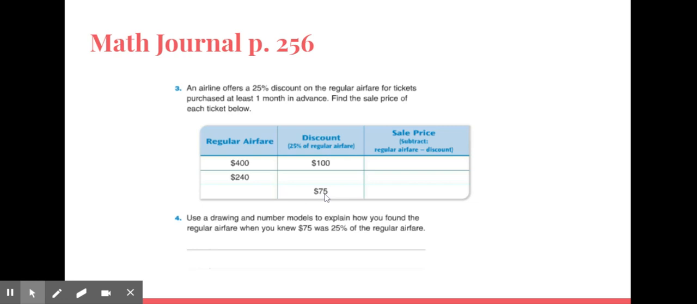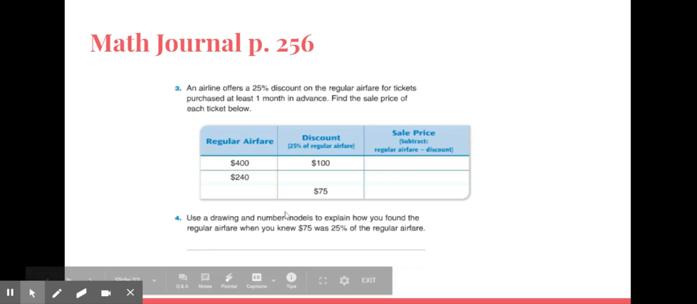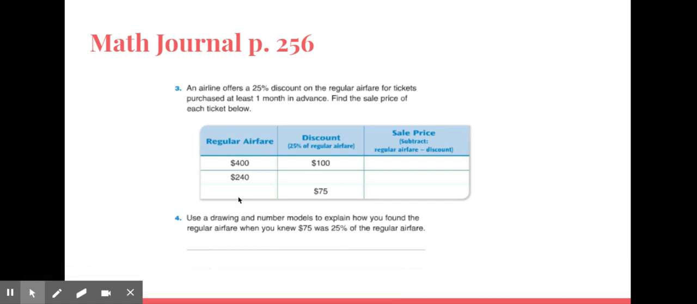Now this one, they give you the discount. So here I've been dividing by 4 to get the discount. The opposite of division is multiplication. So now I'm going to take 75 times 4. You can quick solve it or use your calculator, but 75 times 4 is going to go right here, and that's going to give me 300. So 300 minus the discount, $75, equals 225.